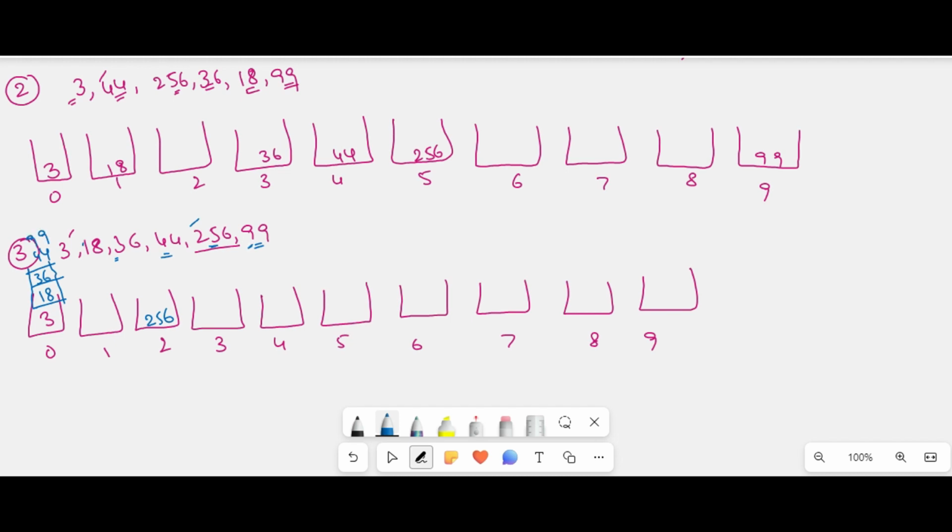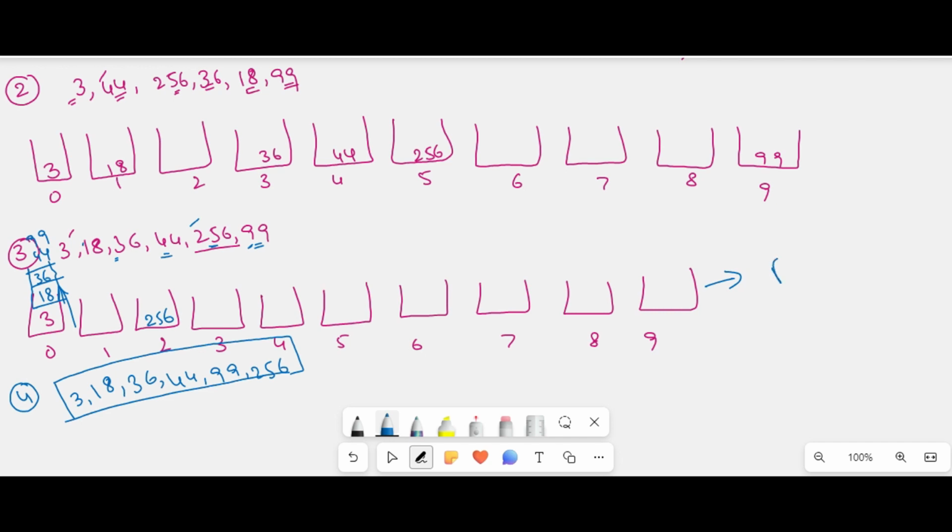So this is how the elements are arranged. Now coming to removing the elements. From bottom to top we write 3, 18, 36, 44, 99, 256. See, here is your sorted order. So this is the way of sorting the elements by considering the number of buckets.